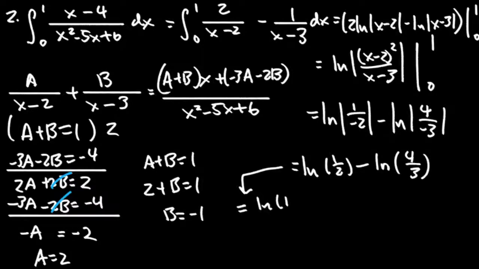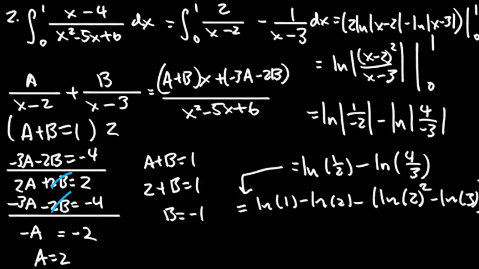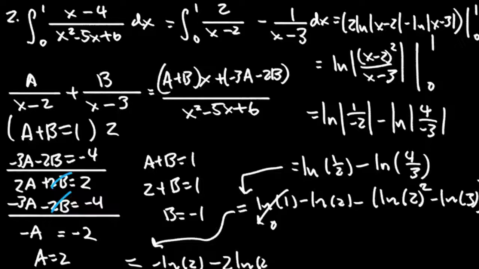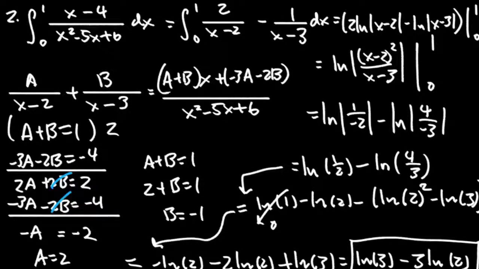Now we have ln of 1 minus ln of 2 minus ln of 4, which is 2 squared, minus ln of 3. Okay, so that's gone. Then we get negative ln of 2 minus 2 ln of 2 plus ln of 3. All right, so that means we have ln of 3 minus 3 ln of 2 as our solution.